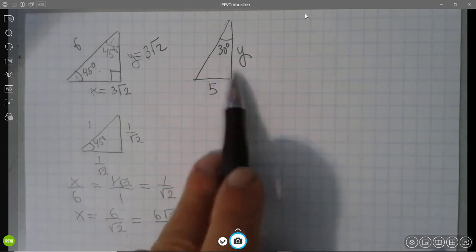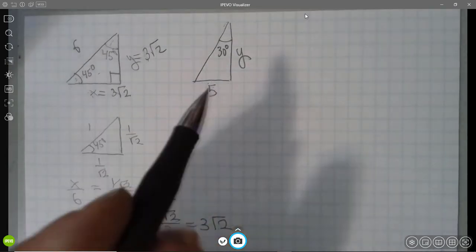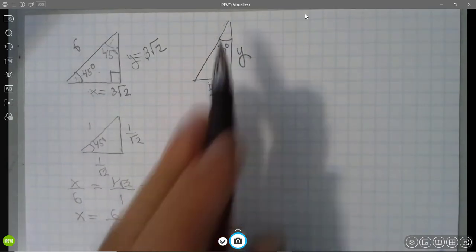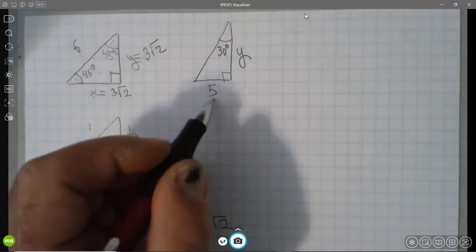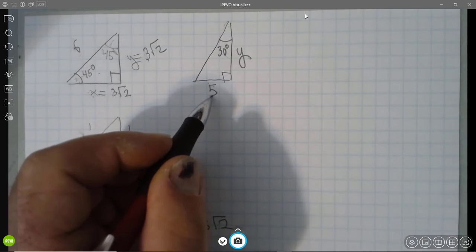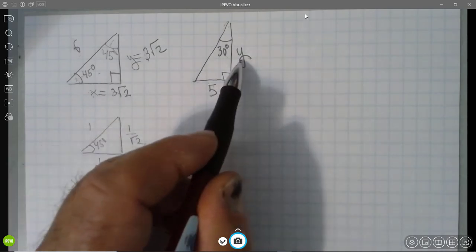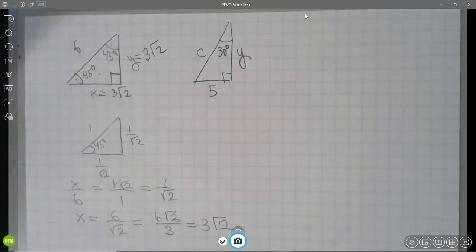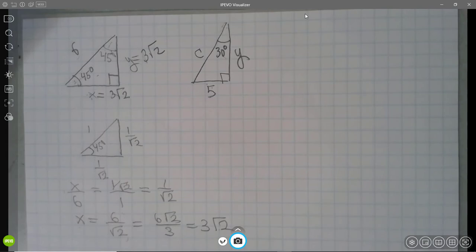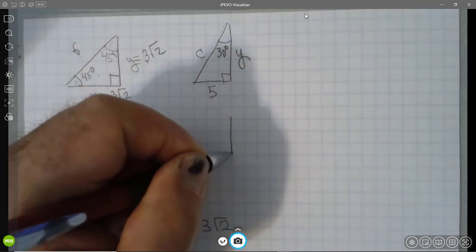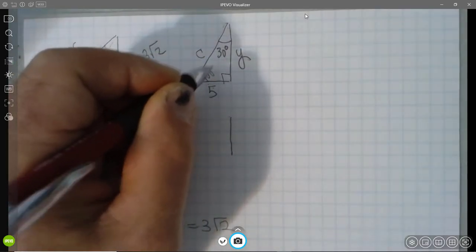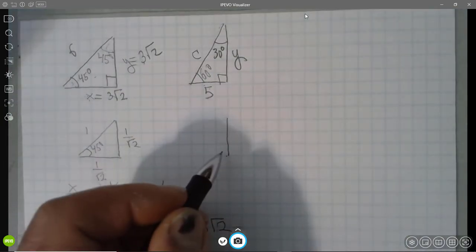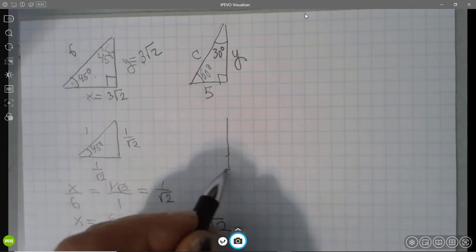All right, suppose we have one like this. We have a right triangle, and one of its acute angles is 30 degrees. The length of the side opposite that is 5. Find the length of the other leg, and for that matter, you might also ask for the length of the hypotenuse. Okay, well, we know that since that is a 30, 60, 90 right triangle, it has to be similar to this one.